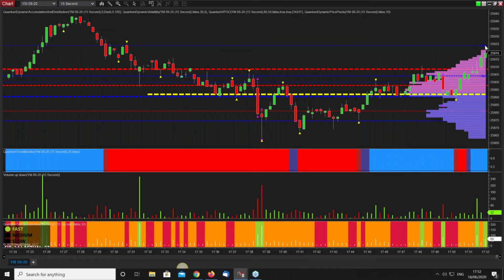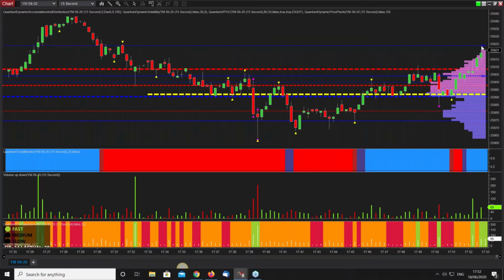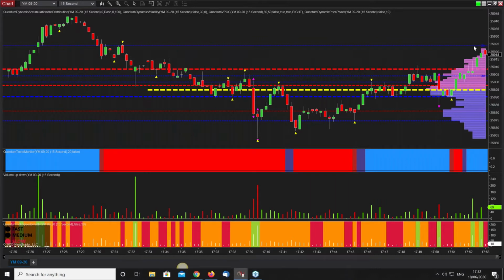The volume is very light. We've got a little bit more resistance that could come into play, this price-based resistance up here. You can see the trend monitor down here has transitioned through to blue. So that's nice and helpful for us.